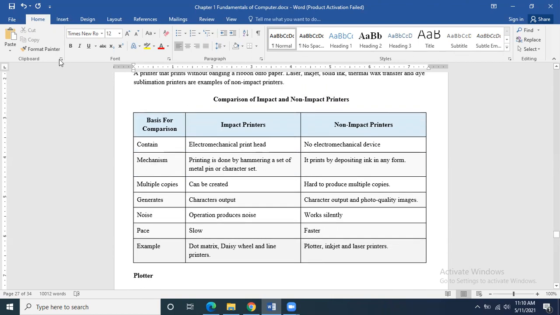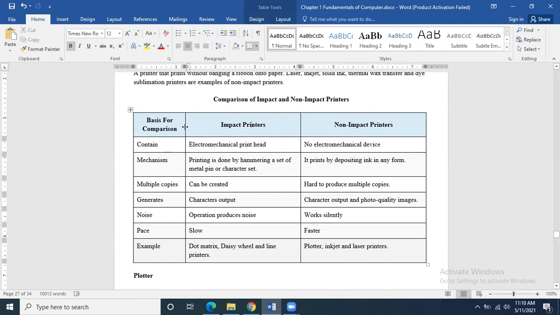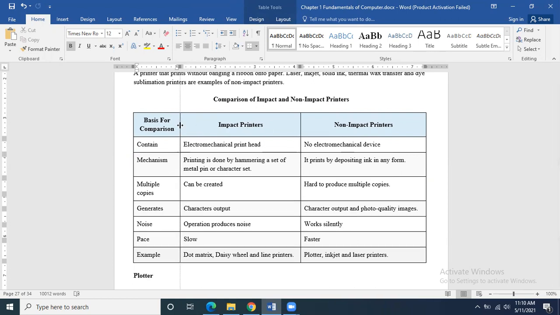Normally, one question comes in your paper: differentiate between the two types of printers, which are impact and non-impact printers. So how are we going to differentiate them? What will be the procedure? Always take one comparison, on the basis of which you are going to compare them. So the first difference is basically what is inside, what are the components.